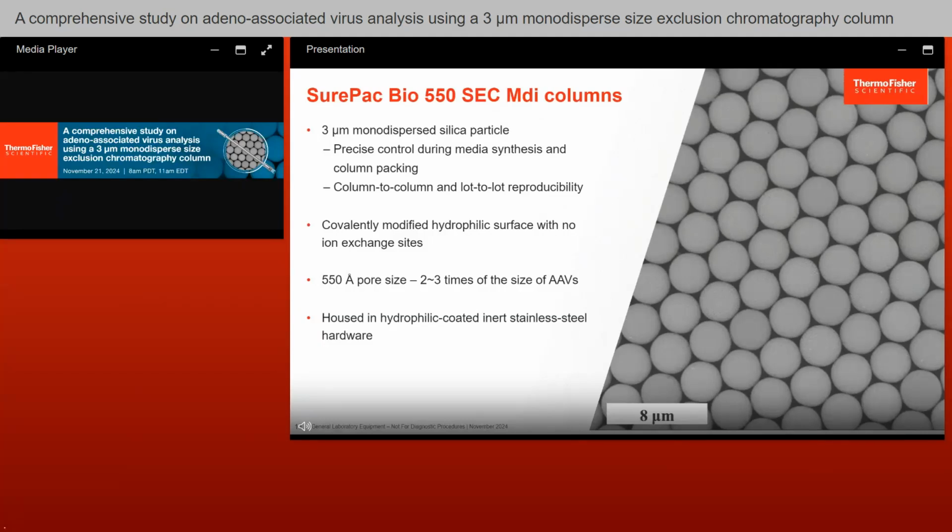The pore size is 550 angstrom, which is 2 to 3 times the size of AAV. This is the rule of thumb when we choose the pore size for SEC analysis: you want your pore size to be about 2 to 3 times the size of your analyte. We also introduced before that this new technology media is housed in hydrophilic, inert coated stainless steel hardware.